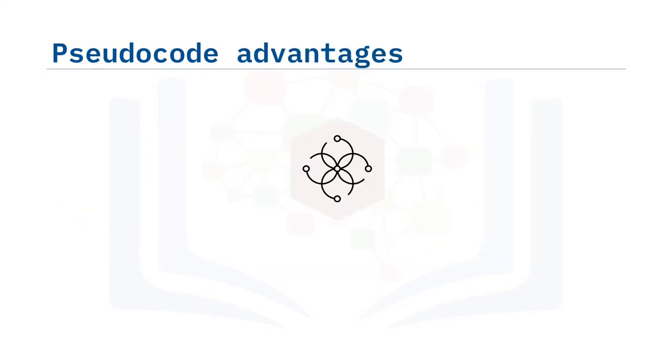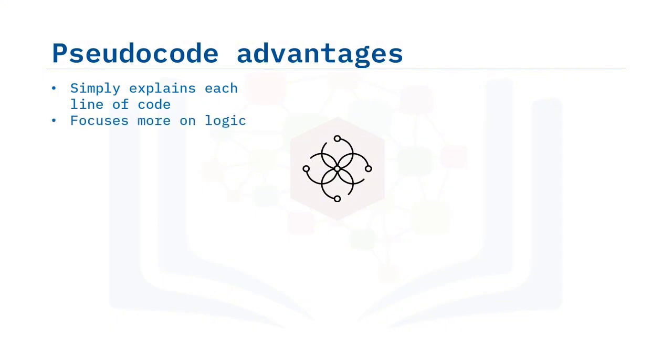There are many advantages of using pseudocode over flowcharts. The main benefit of pseudocode is that it's simple and explains exactly what each line of an application should do. The coder can focus more on logic than on program language syntax.